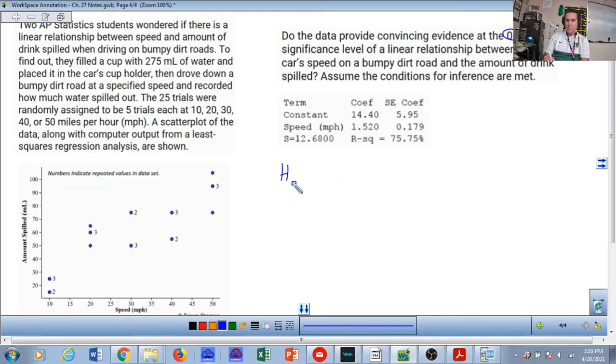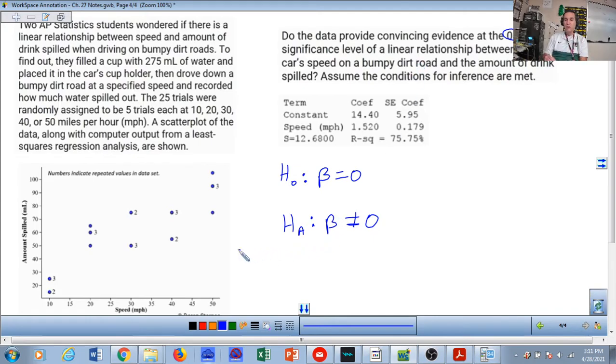Hypotheses. There is no slope. That is a null hypothesis. The slope is non-existent, right? Horizontal line. We're trying to prove, well, what do they ask? Do the data provide convincing evidence of a linear relationship? They didn't say positive or negative. They just said it had to be a linear relationship. So this is going to be not equal to 0. Two-tailed test, not equal to 0, because they didn't say positive or negative.